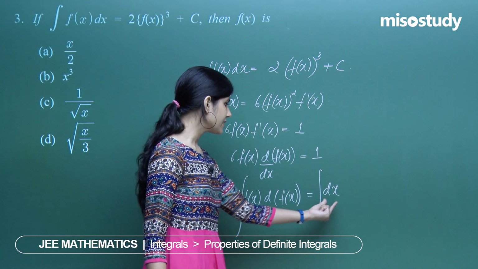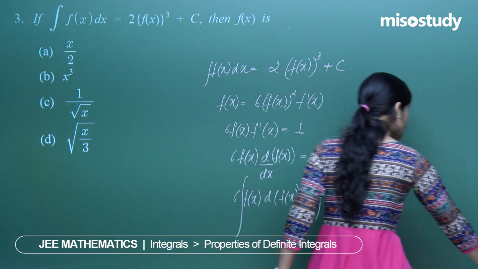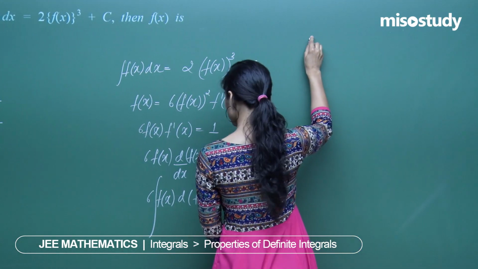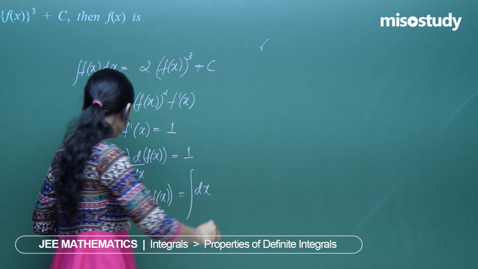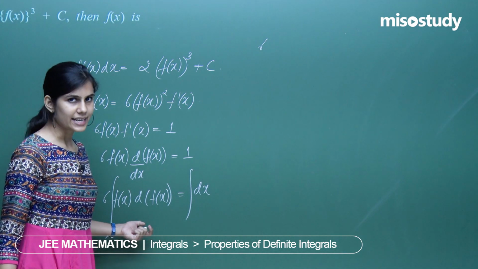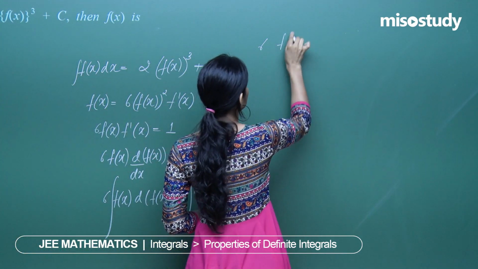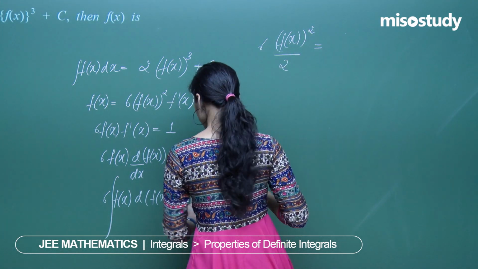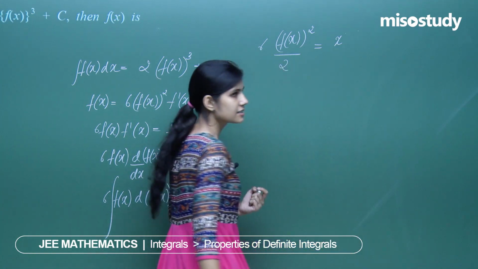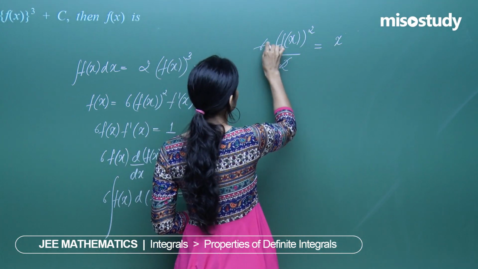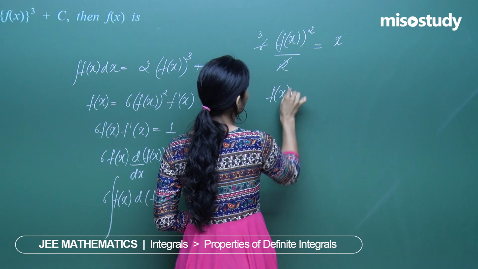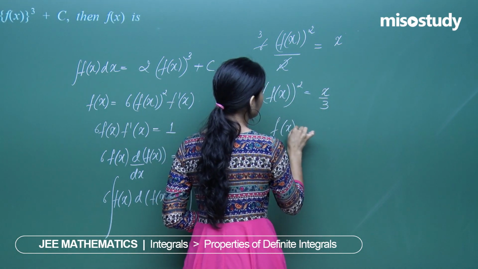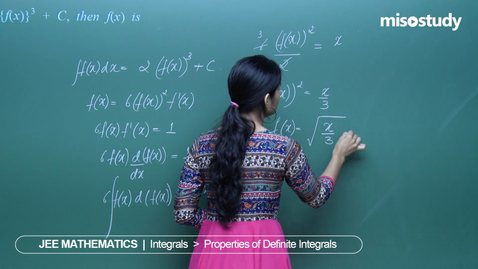Here with respect to f(x) and here with respect to x. When you do this, what is it that you get? You get 6. Integration of x dx is x square by 2. So here you get f(x) square by 2. And this is equal to x. You are left with f(x) whole square is x by 3. So f(x) you are having as under root x by 3.